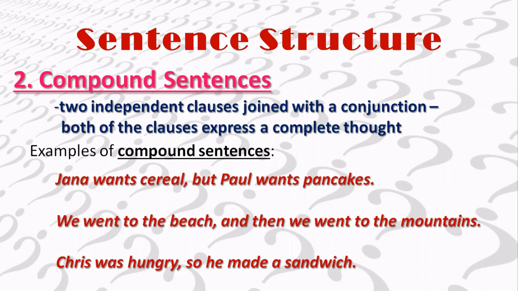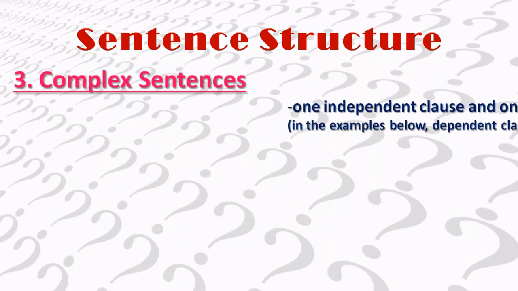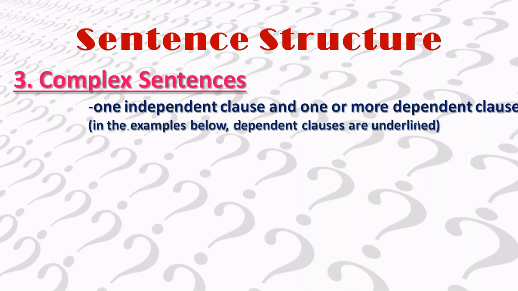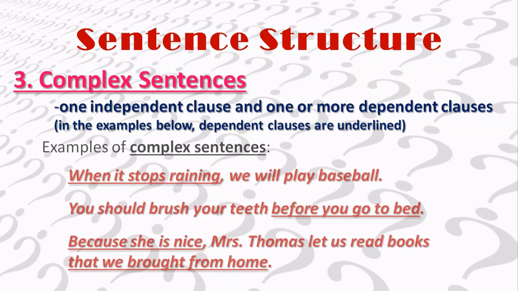Let's look now at number 3, complex sentences. Complex sentences require one independent clause accompanied by 1 or more dependent clauses. And we'll look at those as we go through them. The dependent clauses are underlined below. So here are the examples. Here we have a complex sentence. When it stops raining, we will play baseball.